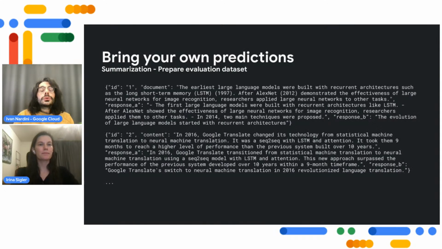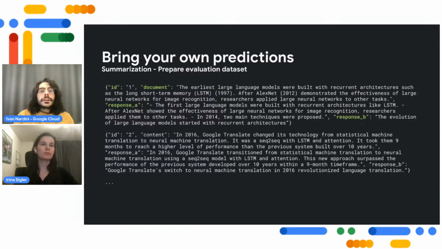So let's assume that you're going to compare 2 LLMs in a summarization task. With a flexible schema, auto side-by-side accepts a single evaluation dataset. In this summarization use case, we have a JSON-L format. And as you can see, each row in the evaluation dataset is a single example, and it contains several fields.